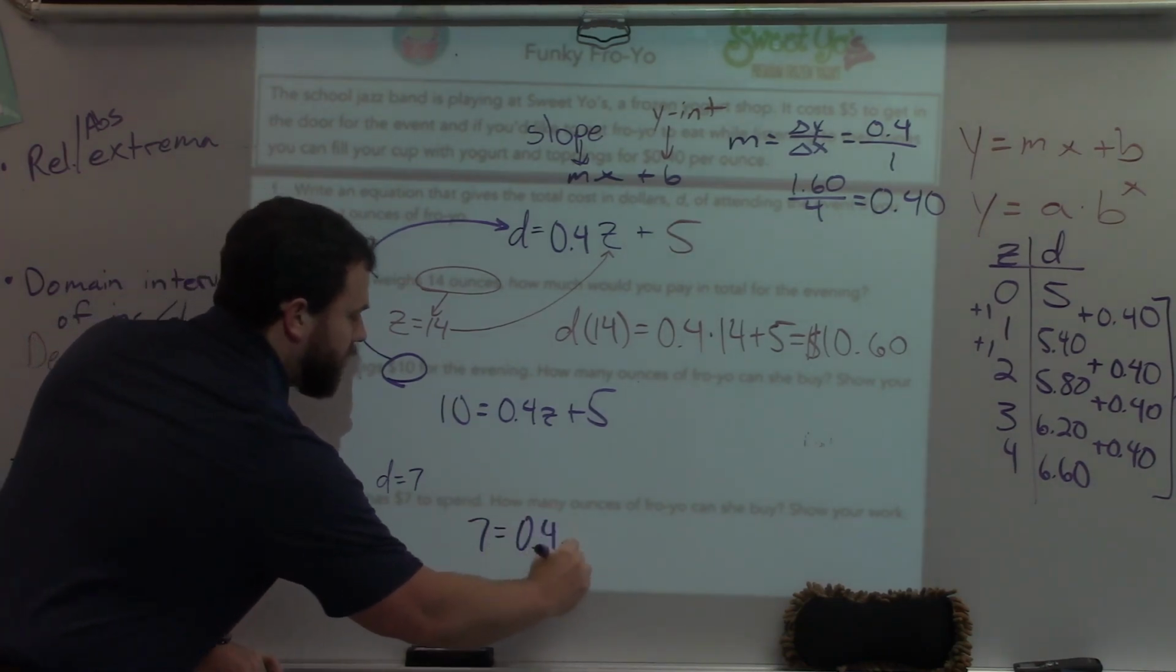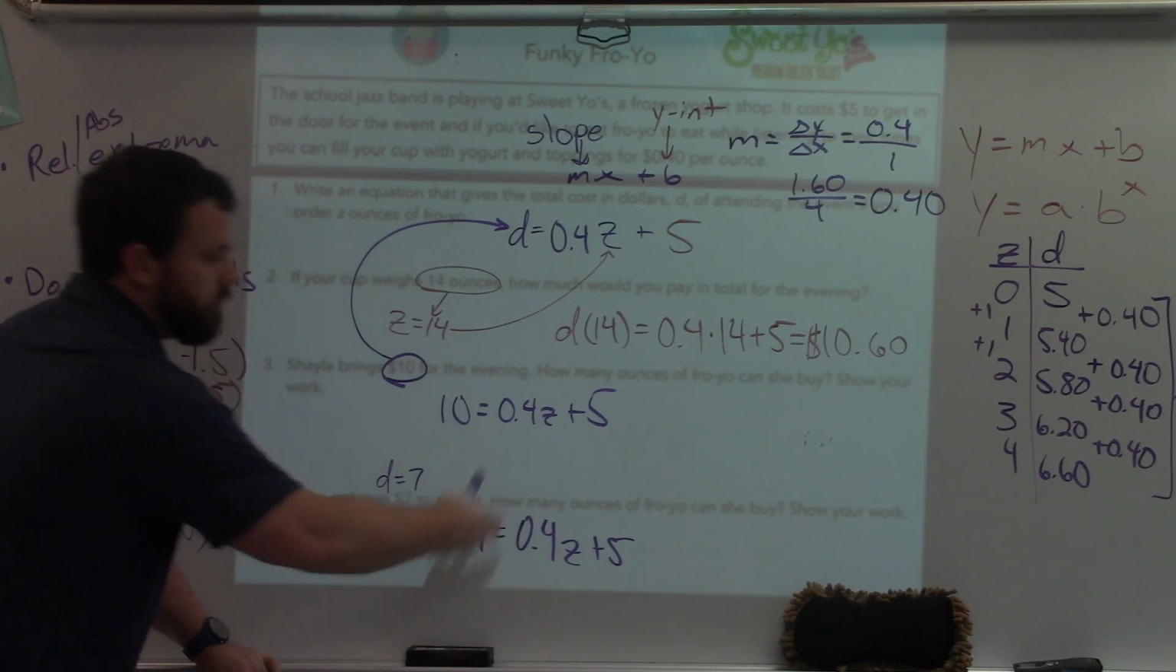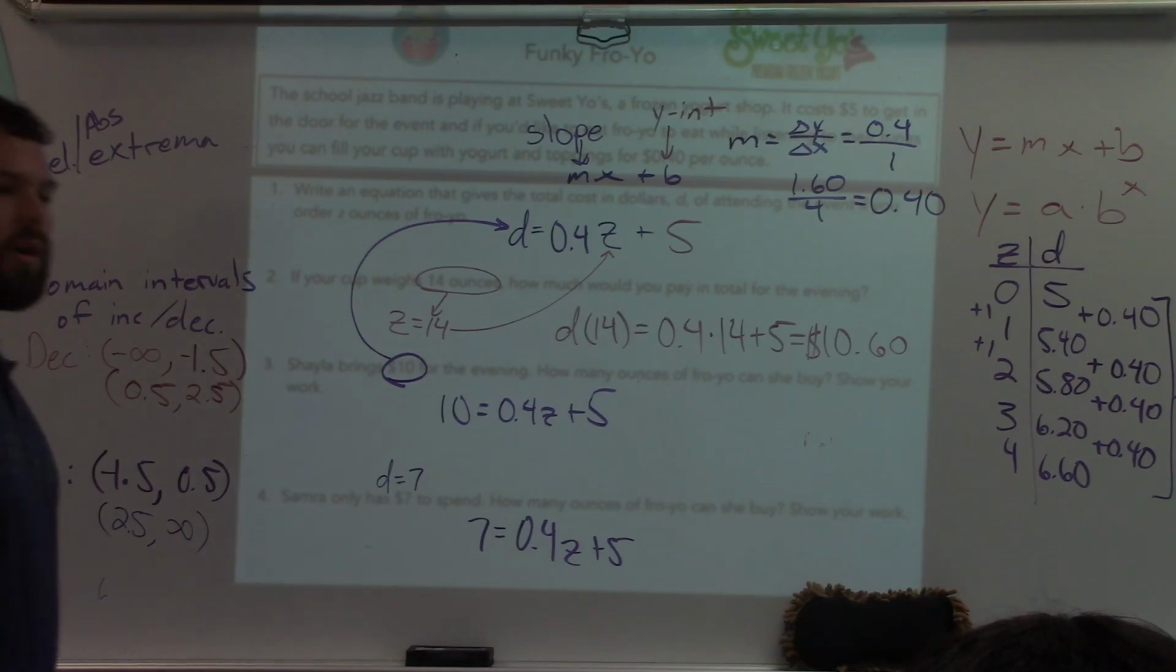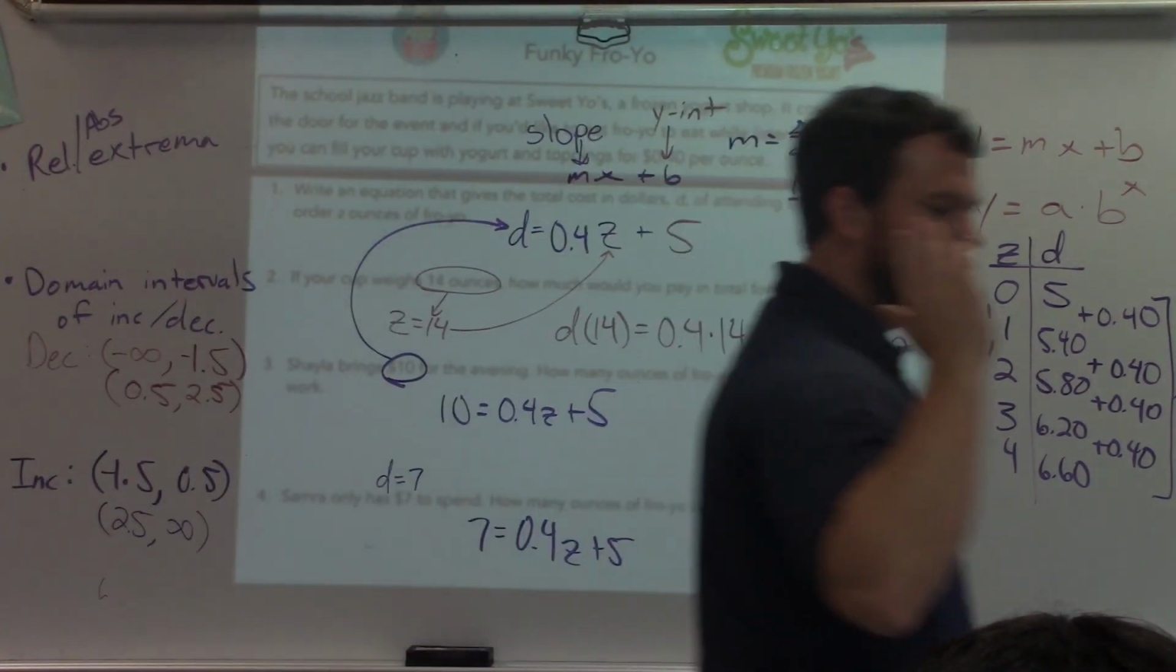Tonight, I need you to, because this is where we're going to pick up tomorrow, find out how many ounces each of them can buy. How can we do that? What would be the strategy we want to use? Something you've been doing since middle school. It's something we've done this year. I can use inverses, can I? Inverses with what? Properties of equality.